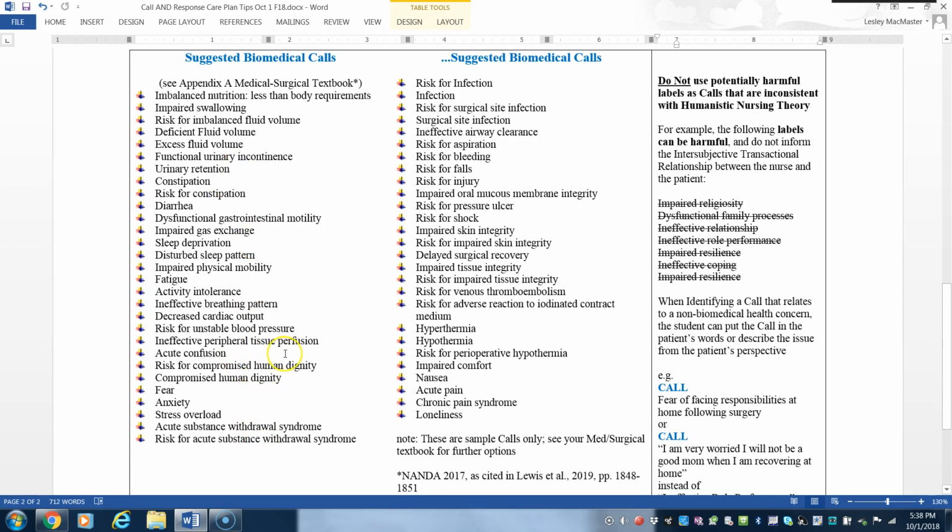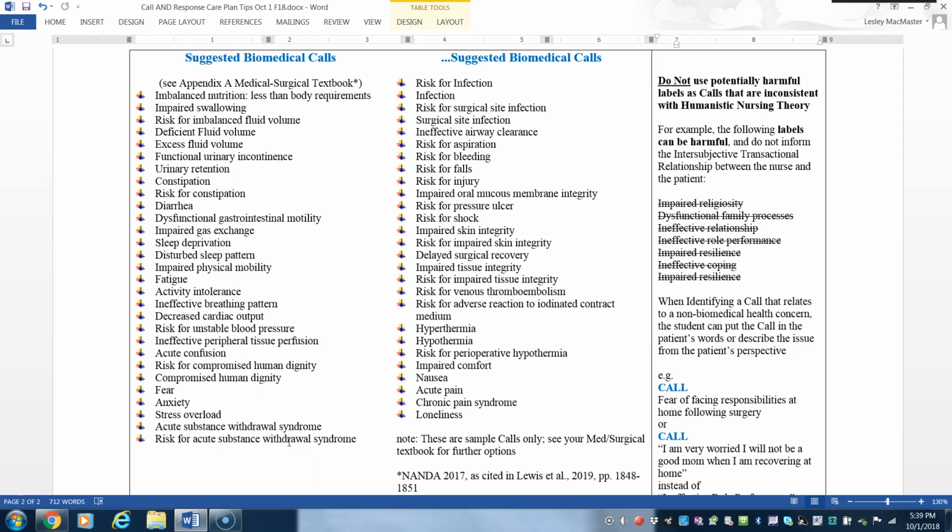Note that any of the calls could be an at-risk call or an actual call. So there might be impaired tissue integrity or risk for impaired tissue integrity. But ideally, students will be choosing at least one that is actually a call and not an at-risk call. So further information about this can be found in Appendix A, or if you have NANDA references, they may be of use as well.